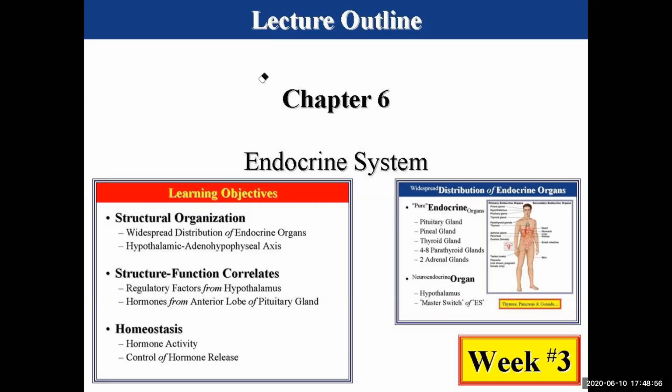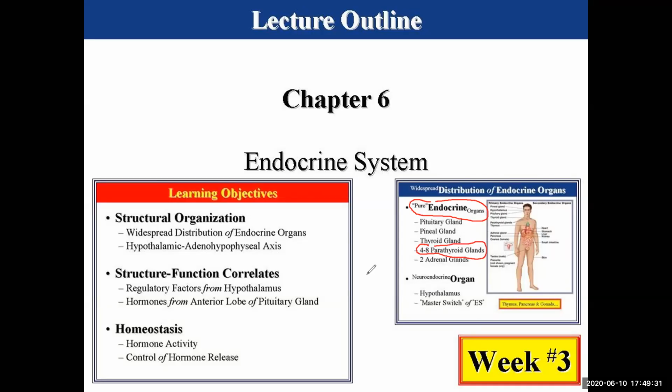When we talk about the endocrine system, there are what are called pure endocrine organs, meaning that all they do is produce and release hormones. So we have a single pituitary gland, a single pineal gland, one thyroid gland, and, as I mentioned during a prior recording, the parathyroid glands, anywhere from 4 to 8 of them.